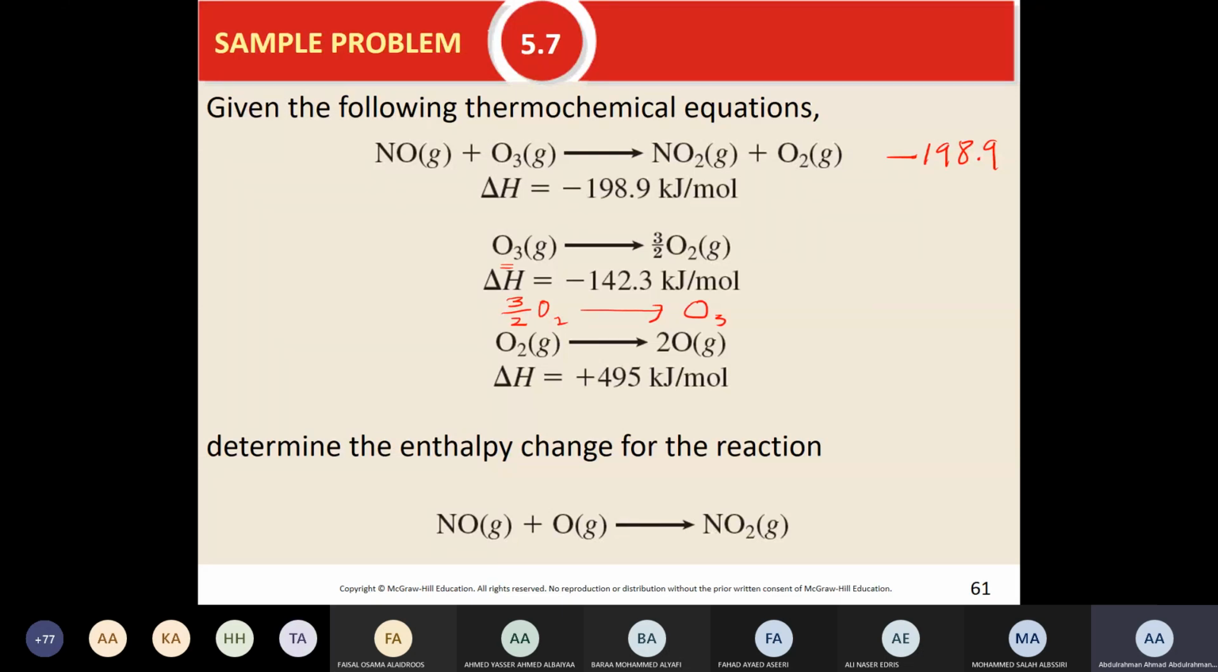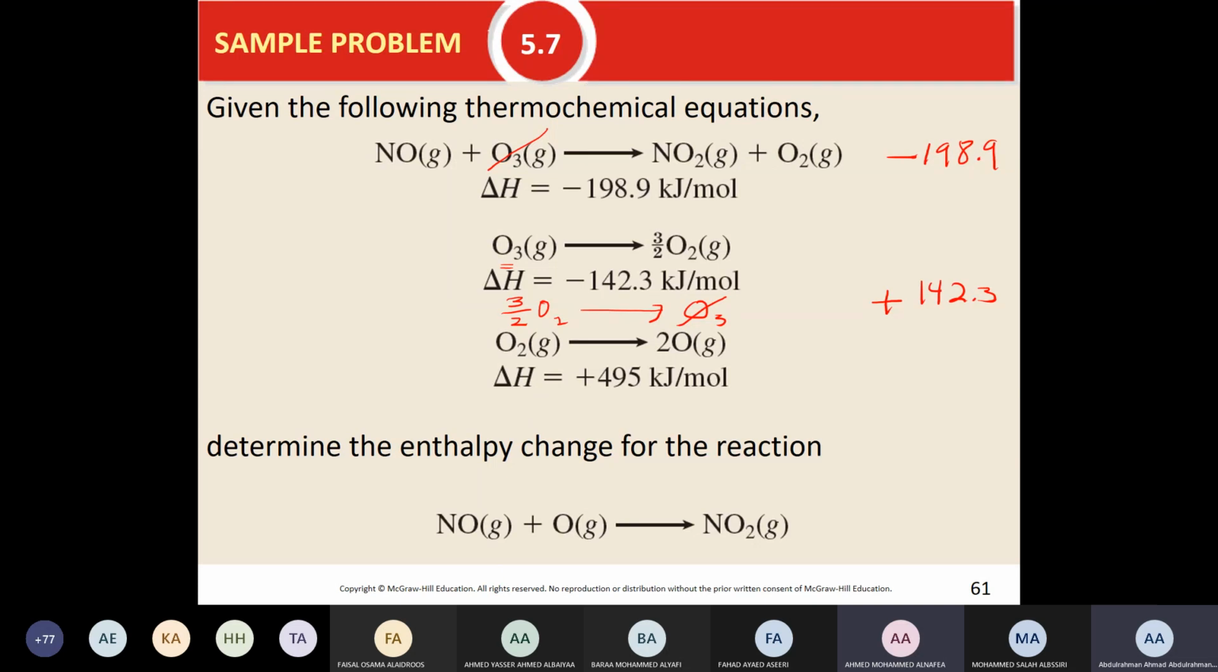What will be delta H in this case? Positive. Positive. 142.3. Why did I do this? Because I want to cancel the ozone with the ozone. Is this clear? Doctor, could you please repeat it one time?